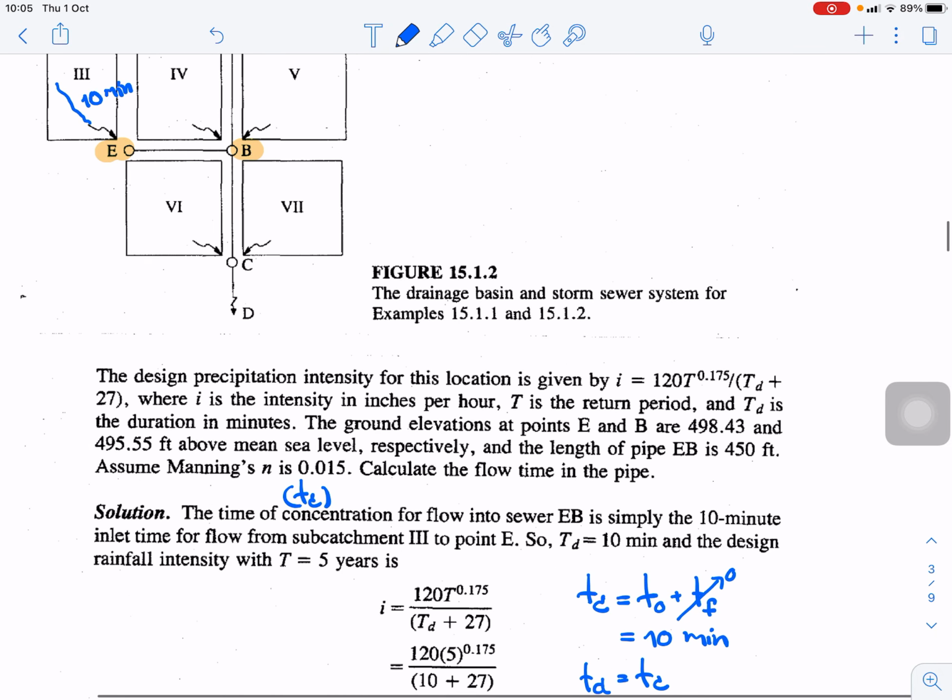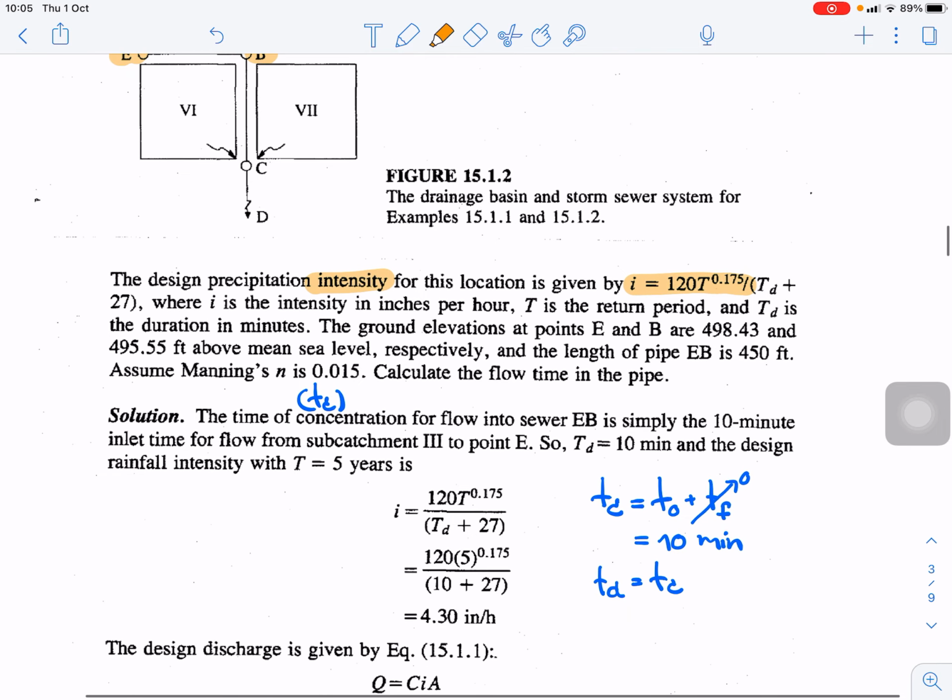The design precipitation intensity for this location is given by this equation as a function of T and TD. I is the intensity in units of inches per hour, T is the return period, and TD is the duration in minutes. Ground elevations of points E and B are given in feet above mean sea level, and the length of pipe EB is 450 feet, assuming n is 0.015. Calculate the flow time in the pipe.